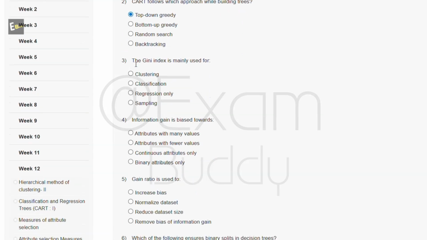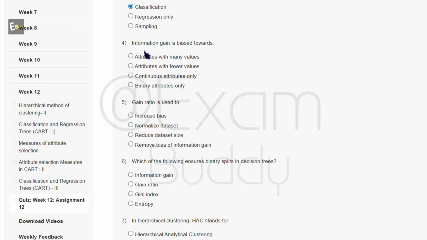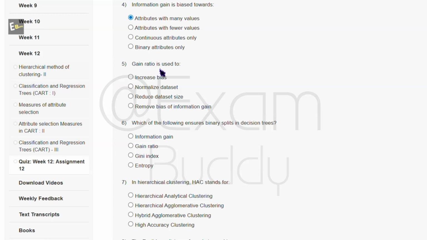Question number 3, the Gini index is mainly used for, and the answer is option B. Question 4, the information gain is biased towards, and the answer is option A. Question 5, gain ratio is used to, and the answer is option D.